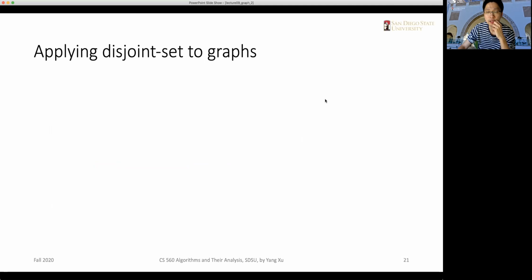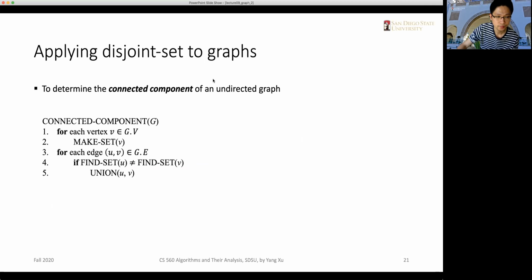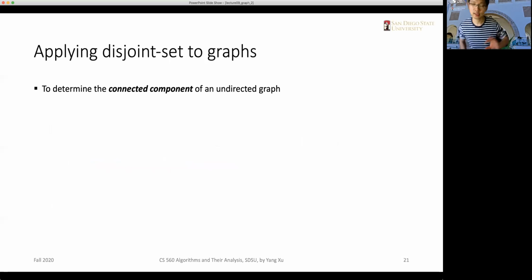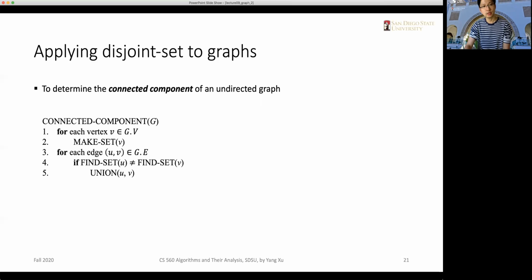So let's look at an example of applying a disjoint set to graphs. We can use disjoint set to determine the connected components of an undirected graph. These connected components may seem like a different problem from the minimum spanning tree, but you will later find very close connections to Kruskal's algorithm. A lot of places in common. If you recall Kruskal, you will see that you can already find a lot of overlaps here.